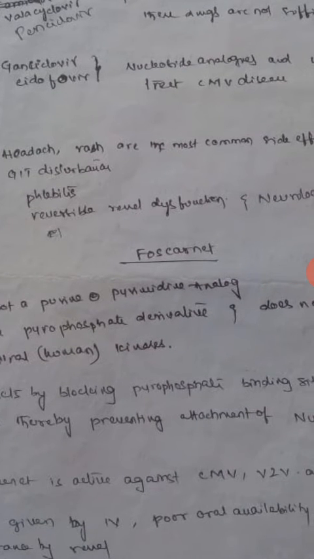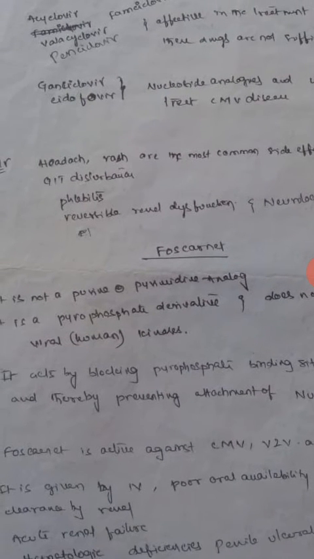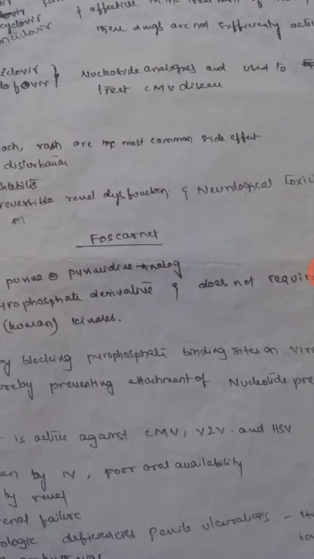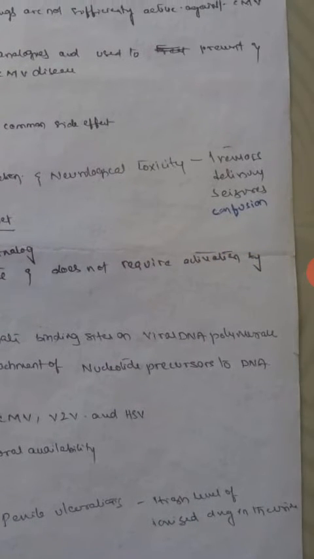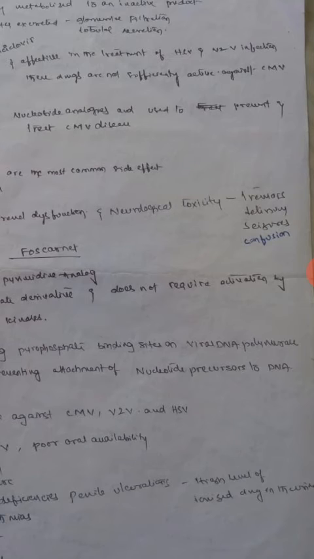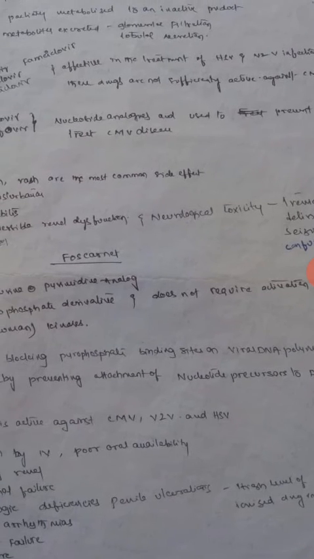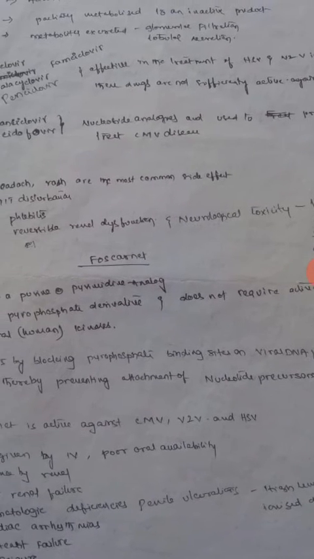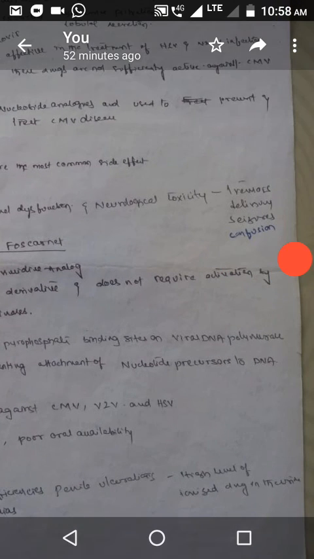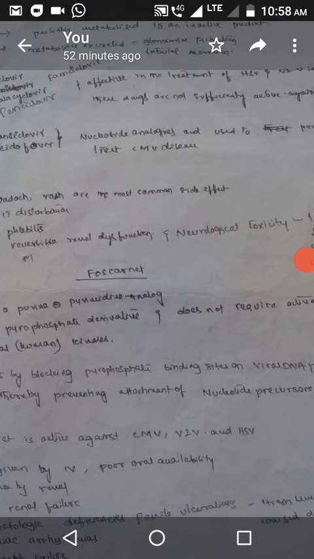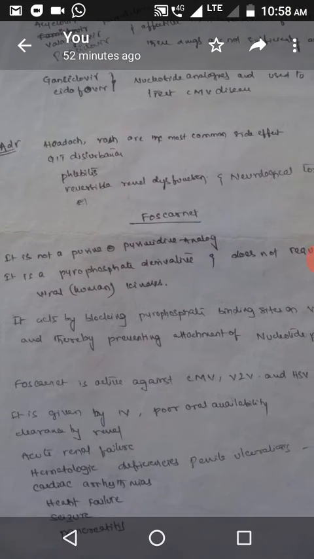Side effects of aciclovir: mainly headache, skin rashes, and GI disturbances. Sometimes it causes renal dysfunction and neurological toxicity. Neurological toxicity is expressed in the form of tremors, delirium, seizures, and confusion. So the major problem is neurological toxicity. Please remember, aciclovir mainly causes neurological disorders, for example headache, tremors, delirium, seizures, and confusion. Next is skin rashes.